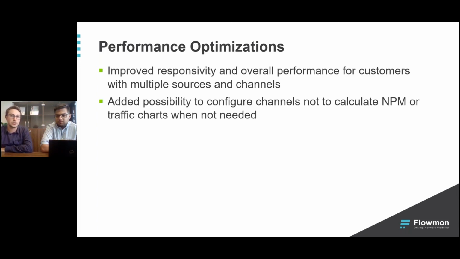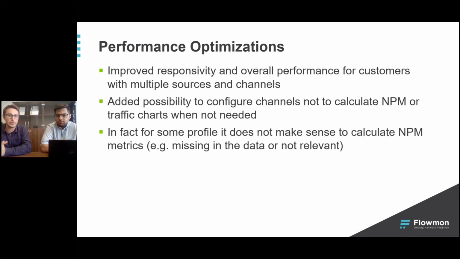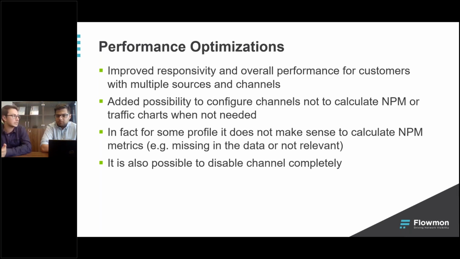We also added options to configure the channels to not calculate some metrics. So there is an option to not calculate NPM and traffic charts. You can disable it completely in the channel definition, which can again speed up the way Flowmon behaves. And you can, for example, disable some channels completely if it makes sense, if you are just testing something. You don't have to delete the channel, you can just disable it temporarily.